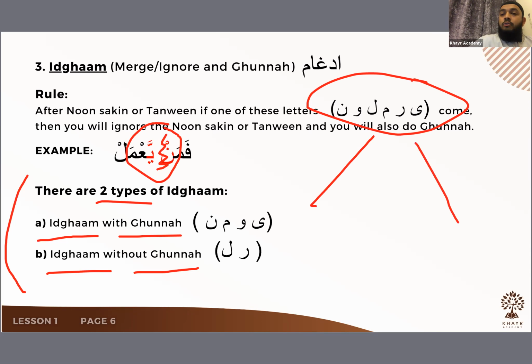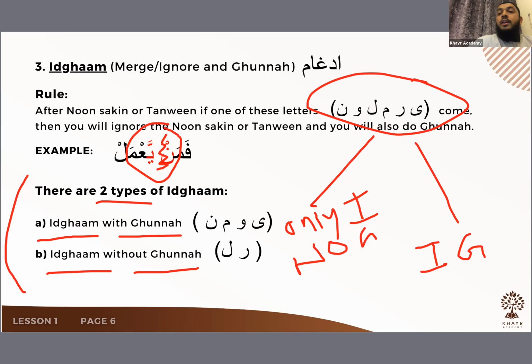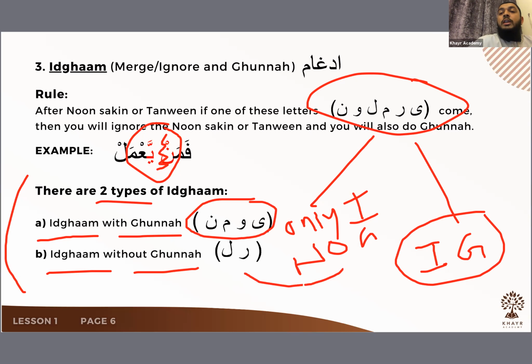Group number 1 is ignore and ghunna. Group number 2 is only ignore, no ghunna. Let me just write no G, because I can't write the whole thing. So group number 1 is we ignore the letter and we do ghunna: ya, waw, mim, nun. Group number 2 is we only ignore, we don't do ghunna. It might be a bit complicated now. When I go to the Quran, everything's going to be clear, inshallah.